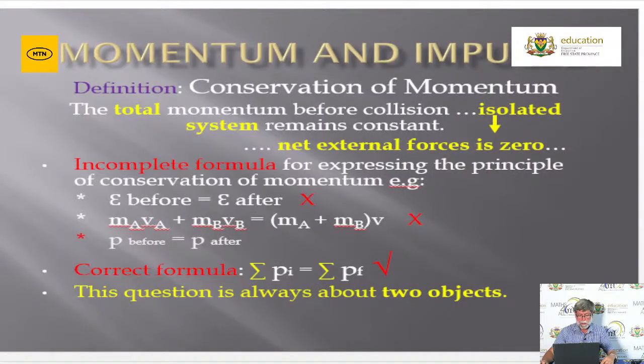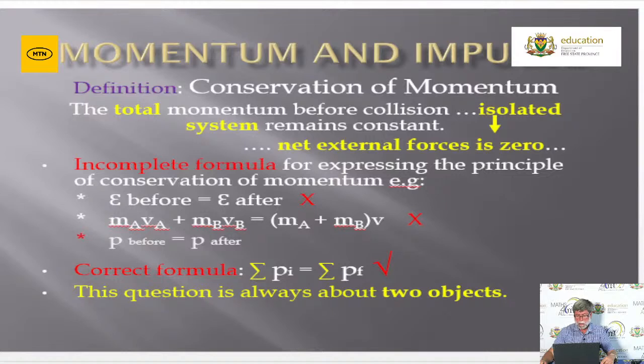Then moving to the question about momentum and impulse. Momentum and impulse will always, or most of the times, be question 4. Now, what is the first definition that you must be able to define? The two important keywords that learners often omit, and remember, it is common errors that I want to emphasize. Learners many times just say the momentum before collision. Very important is the total momentum before collision.